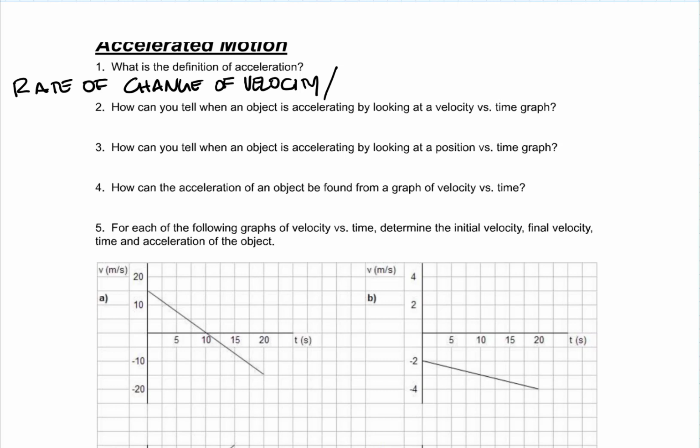It's how quickly we're changing velocity. It includes speeding up. That's going to cause a change in velocity. It includes slowing down. And it includes changing direction.